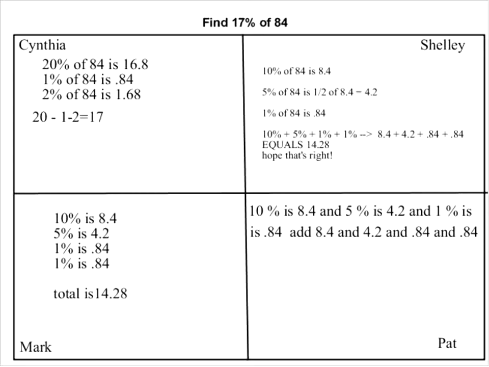And then Pat, let me see. 10% is 8.4, 5% is 4.2. Okay, so it's half of that, good. And then 1%. Were you trying to do something very similar to Shelley and Mark's strategy, Pat? Yeah, okay, great minds think alike. And you guys are all advanced students now. You don't need this session because you're all using sense-making strategies. Great, okay. Any questions?